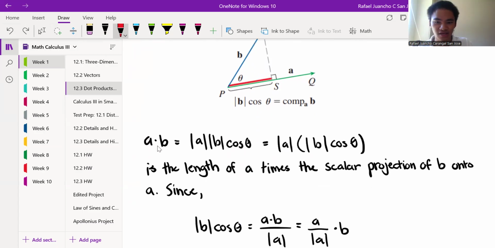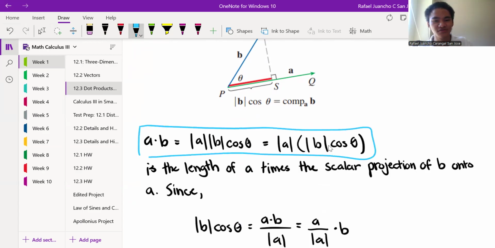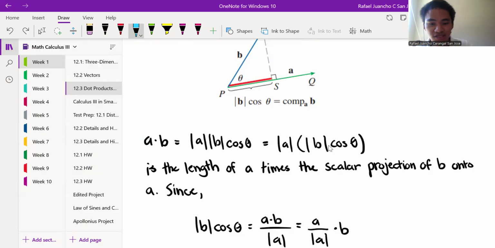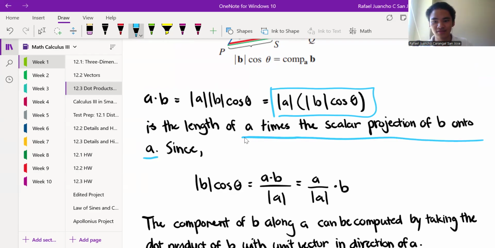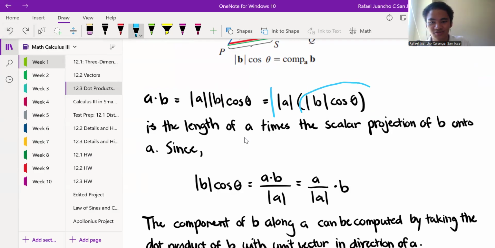Now, why cosine? Well, this came from this right here. Pretty sure we talked about it in the previous video, which is this idea of the law of cosines. That's how we were able to get this formula here. And what we're saying is, if you look at this formula that we came up with, this is the length of A times the scalar projection of B onto A, right? Because this is the scalar projection of B onto A, and we're multiplying it by the length of A, which is this one.